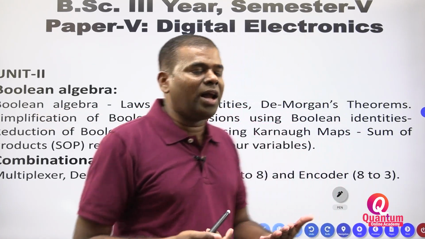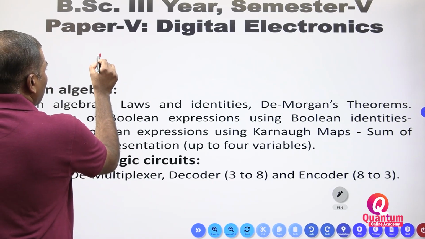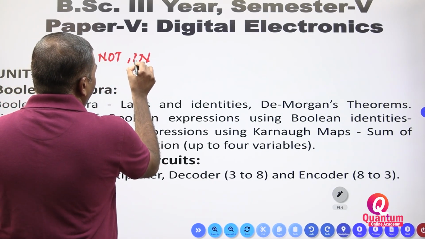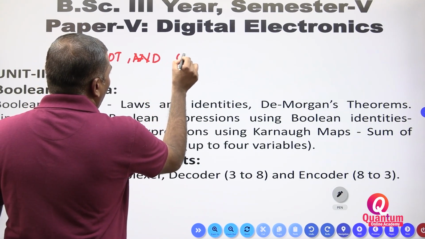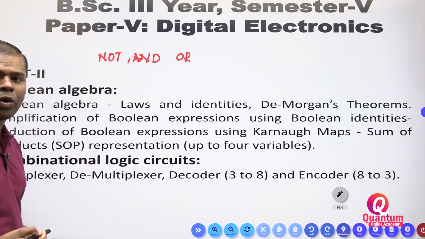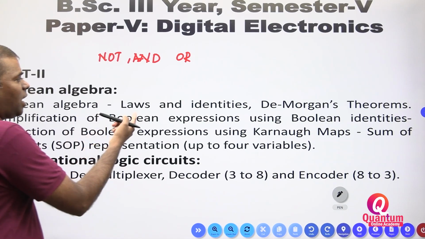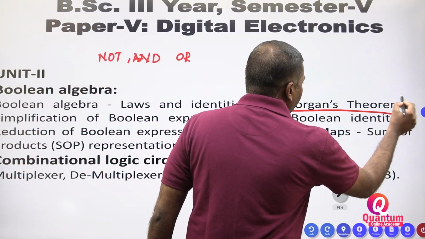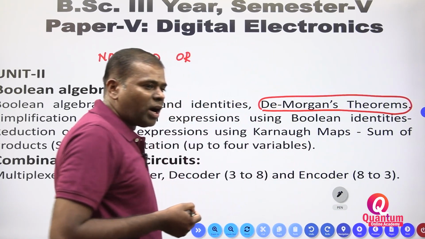Boolean algebra laws are there. What are the laws? NOT gate laws, AND gate laws, NAND gate laws, OR gate laws. These laws you have to take. Laws of Boolean algebra and identities. De Morgan's theorem, this is very, very important. This theorem will come, definitely it will come.